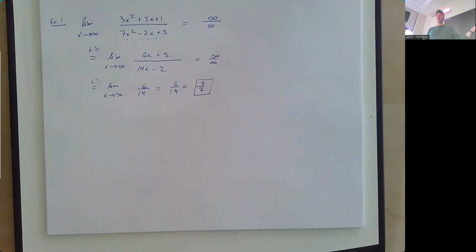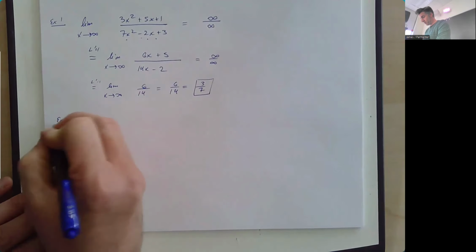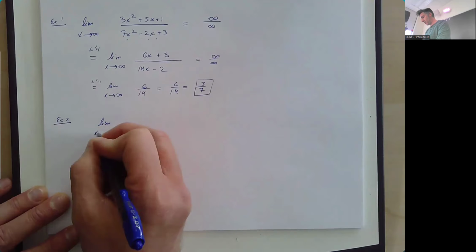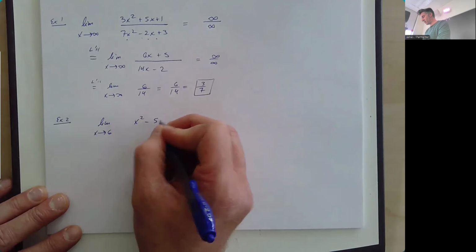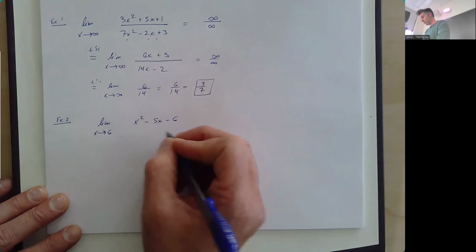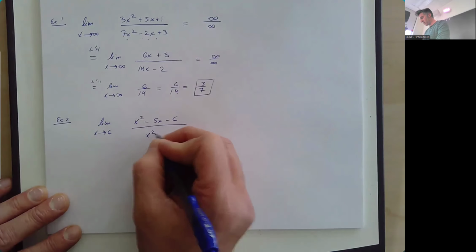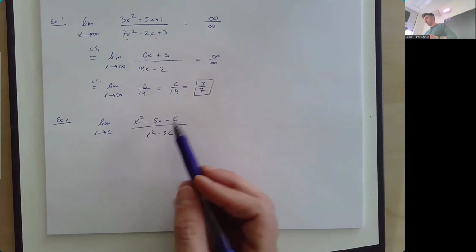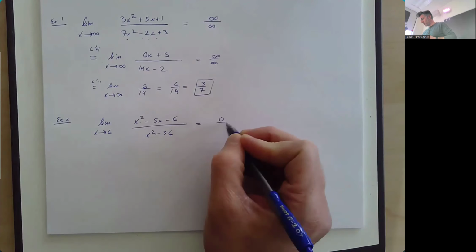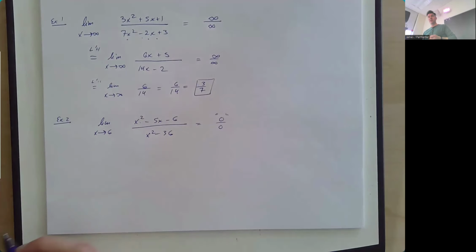It also works for 0 over 0 types that we've seen before. For example, if I was going to take the limit as x approaches 6 of x squared minus 5x minus 6 over x squared minus 36, if we plug in 6, assuming I've done this correctly, we should get 0 over 0. Let's see, 36 minus 30 minus 6, yep, that's 0 over 0. And when you have a 0 over 0 type, that is also when we can use L'Hopital's rule.